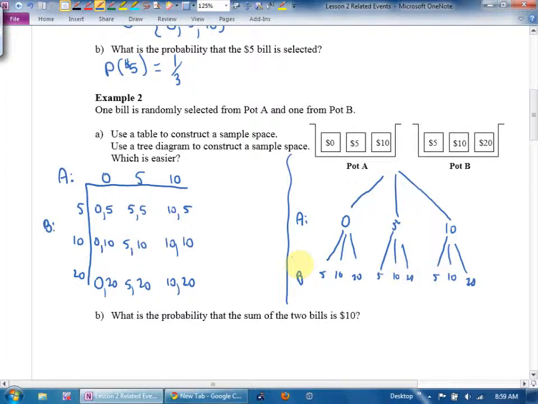Basically, I quickly use the fundamental counting principle to make a guess as to how many branches I'm going to have. It's less than 12. 12 or less, I'll probably go with a tree. More than that, I'm good.